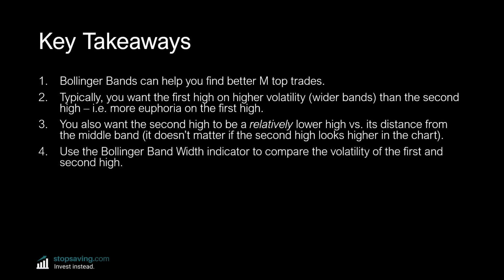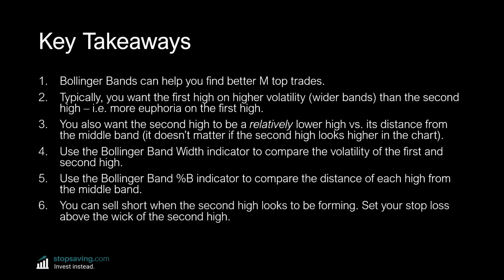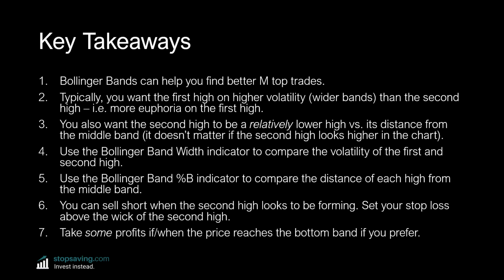4, use the Bollinger Band width indicator to compare the volatility of the first and second high. 5, use the Bollinger Band %B indicator to compare the distance of each high from the middle band or 20 SMA. 6, you can sell short when the second high looks to be forming and set your stop loss above the wick of the second high. And finally, number 7, take some profits if or when the price reaches the bottom band if you prefer.